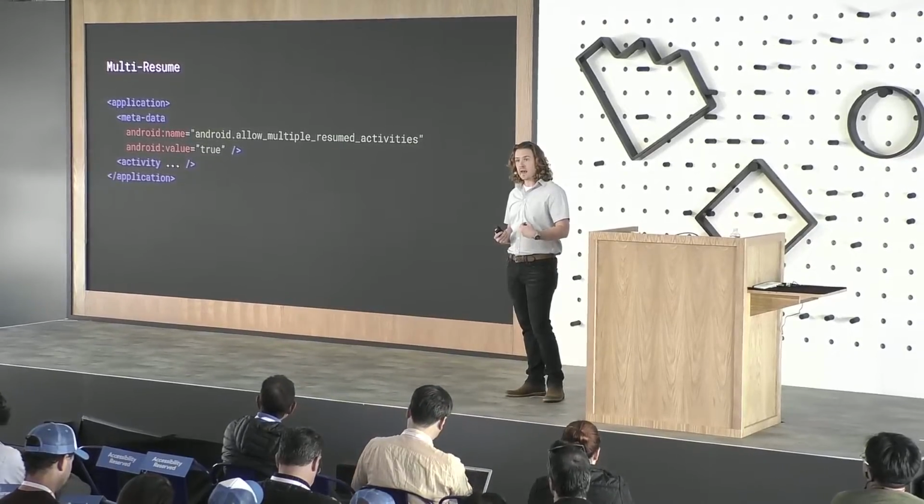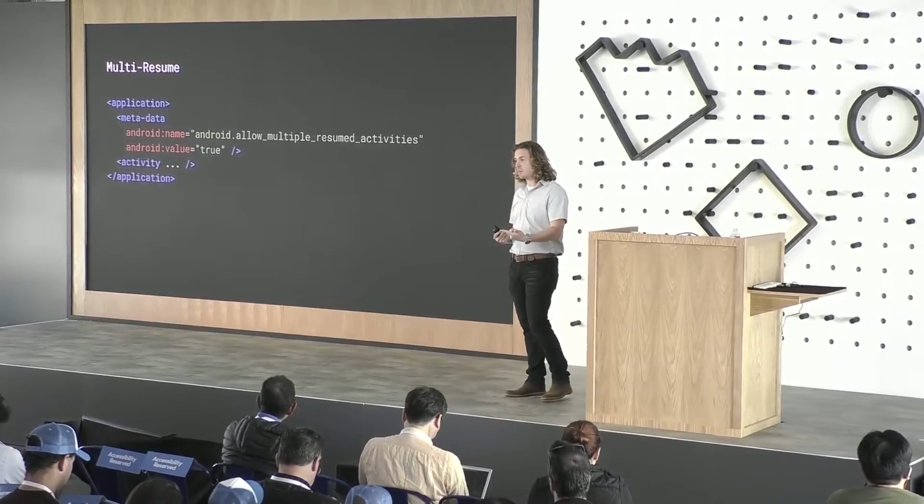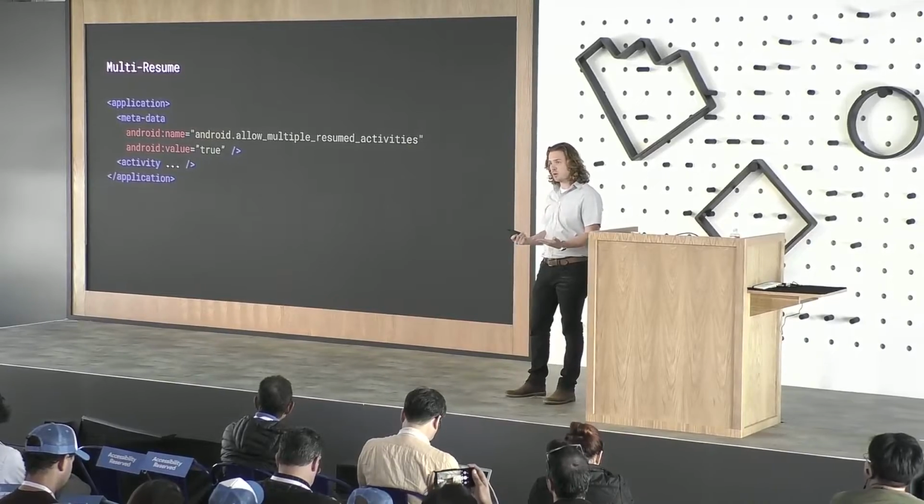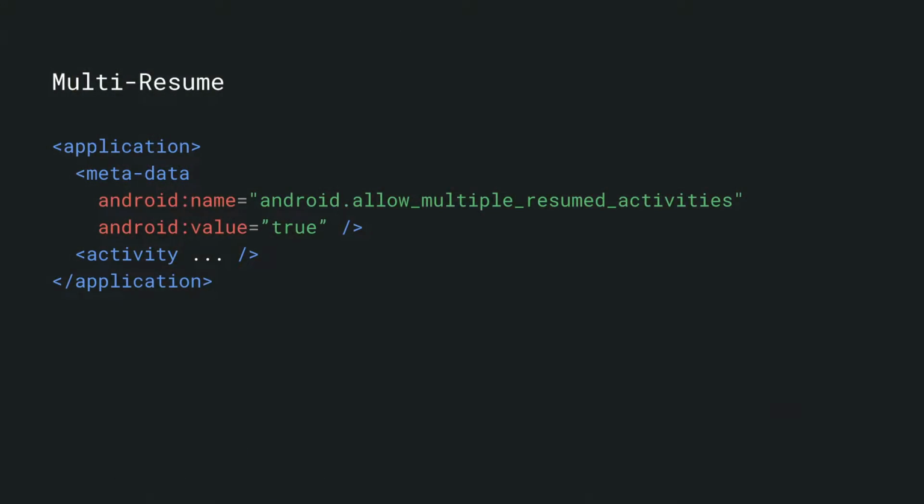Now, to support multi-resume, it's super easy. Again, you just go in your manifest and you add this metadata in there. So now, if both the OEM and you have opted into multi-resume, you're going to support it. And for devices that don't yet support multi-resume, it'll run exactly as it does by default, where only the last activity that the user interacted with will be running in the on-resume state. So it's really easy to support it, and if the device does not support it, there's no risk there for you.